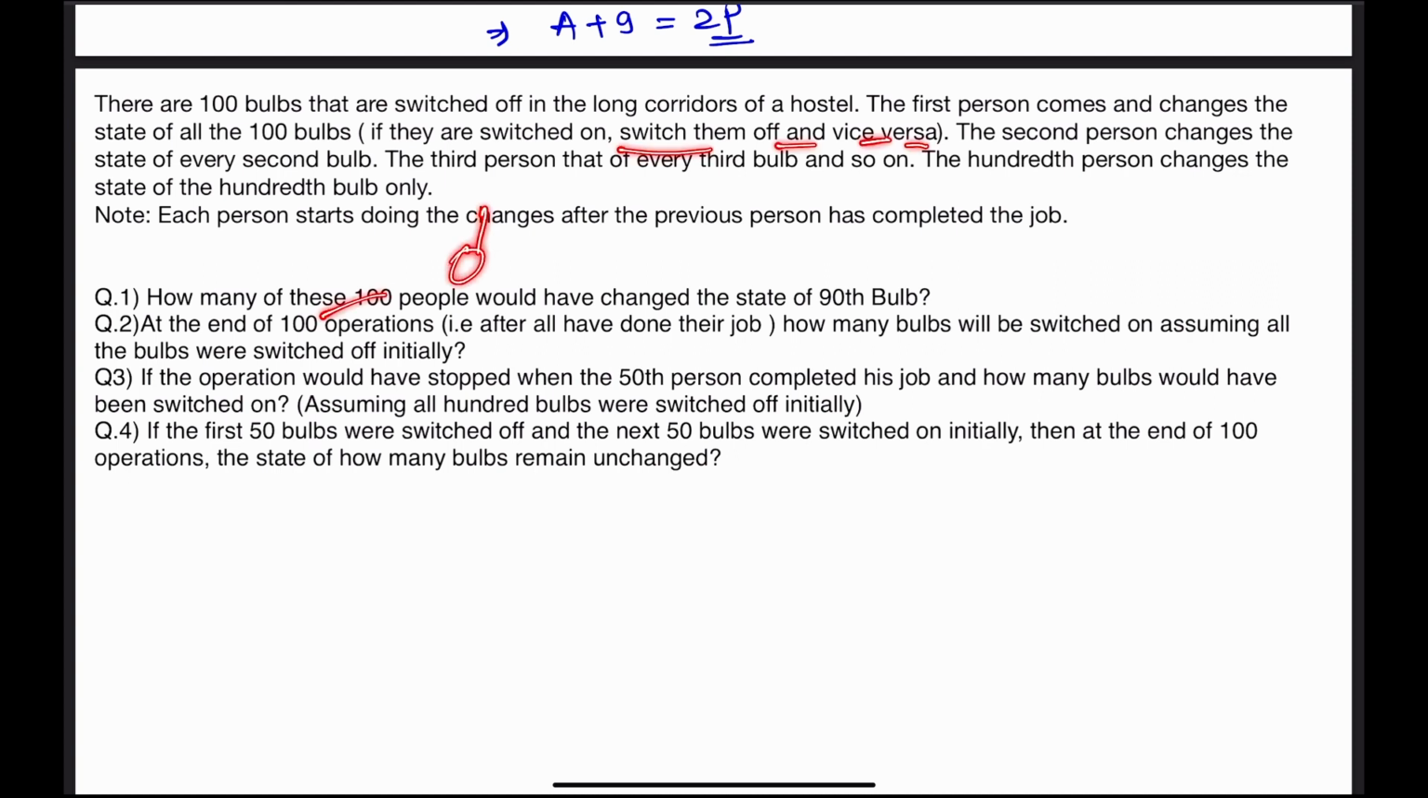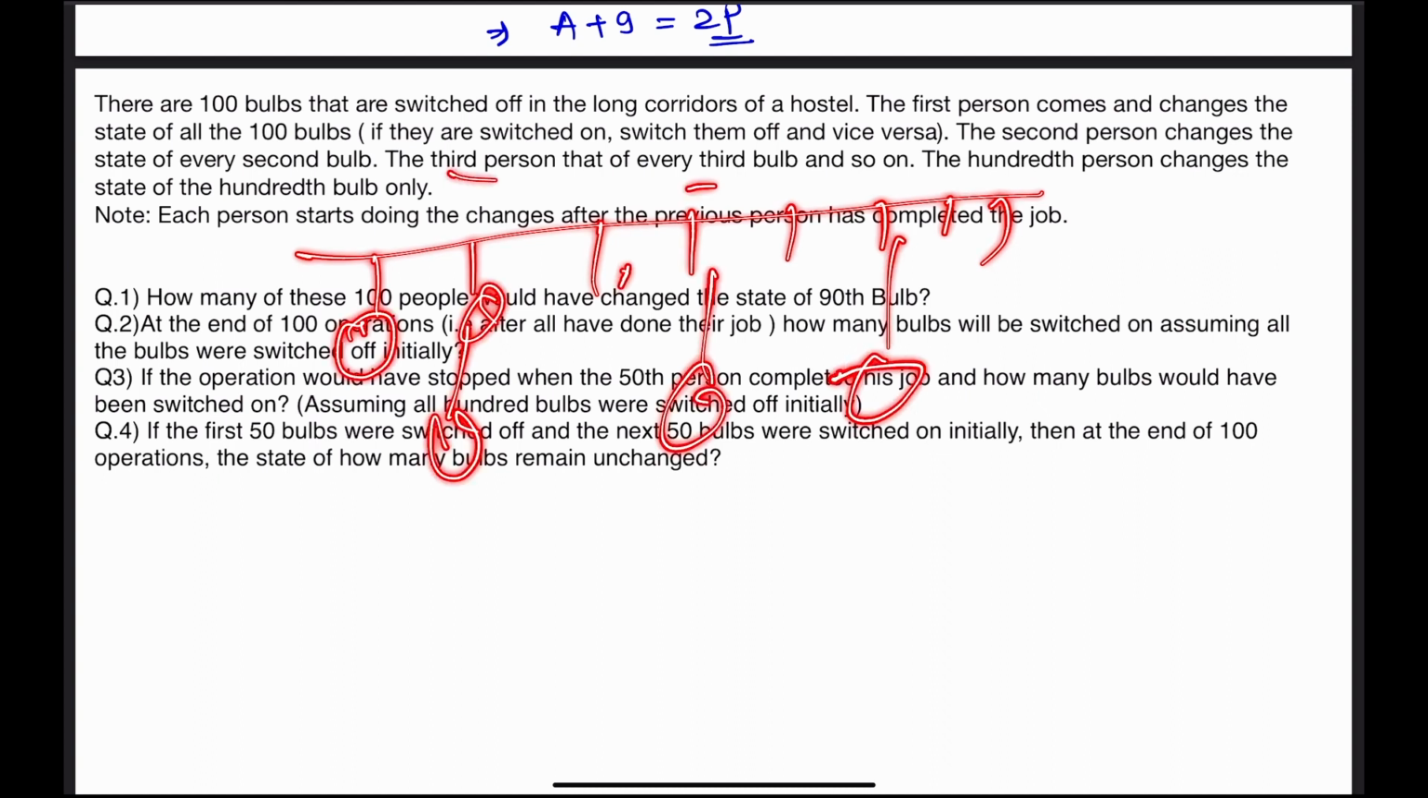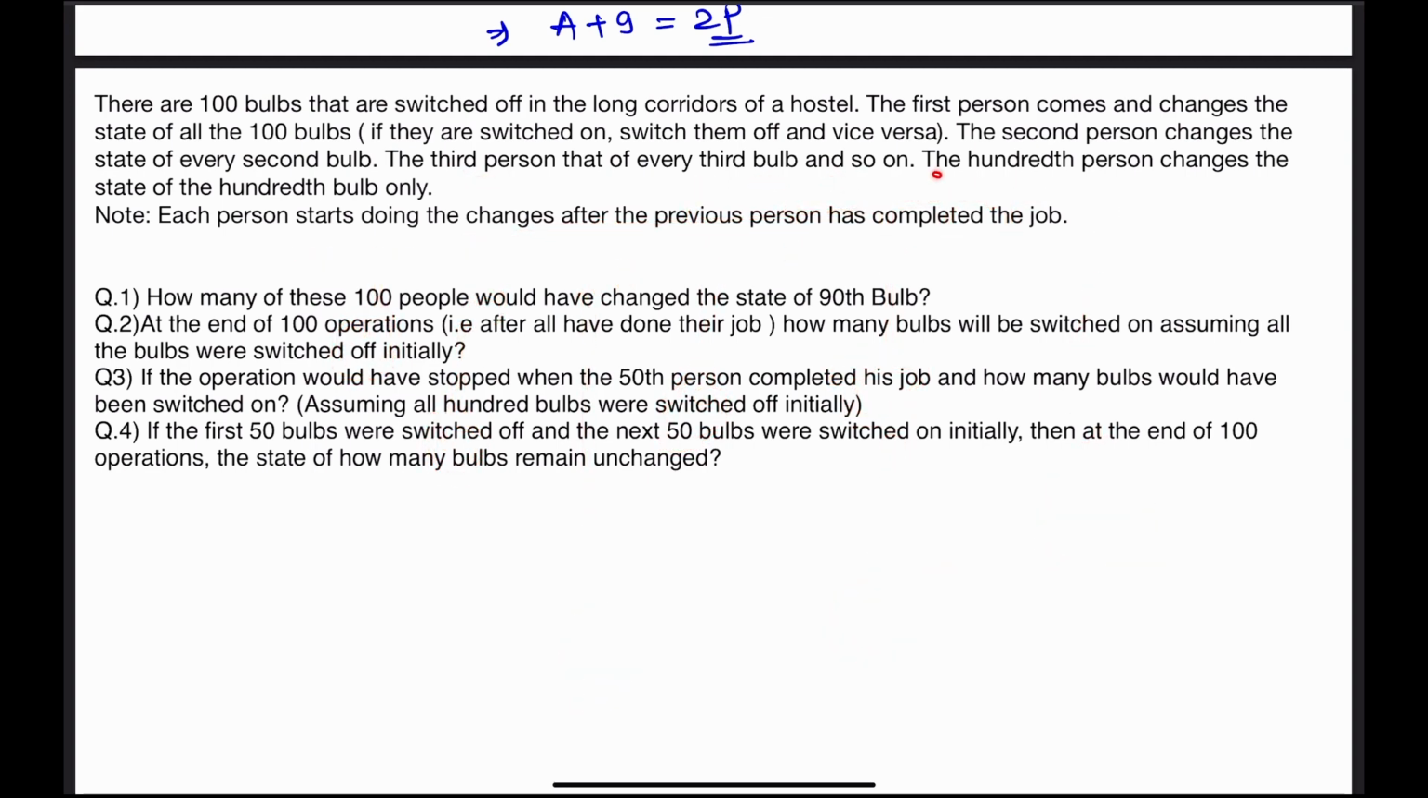Okay, if it is on, the first person will come and change the state. State means if it's on, then he will just turn it off, and if it's off, then it will be on. So the second person changes the state of every second bulb. So the first person changes, and then the second person changes every second bulb. So the third person changes every third. And the 100th person changes the state of the 100th bulb only. Note, each person starts doing the changes after the previous person has completed the job.